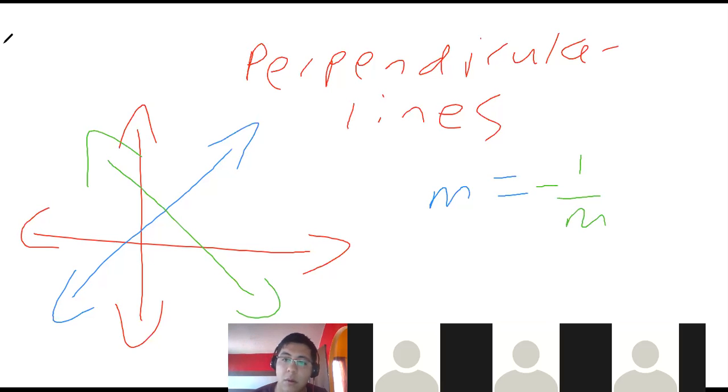m equals -1/m. So what would happen is that we would make it a negative and it goes under a 1 to make it into a fraction, okay? So let's look at it the opposite way. What if we had 1/m? What do you think the line has to do to be perpendicular? Negative m. Negative m, that's right. Good.